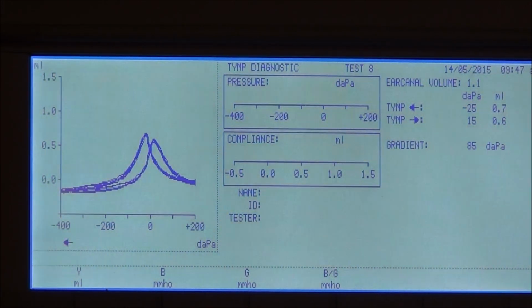You can measure Y, which is total admittance, or you can measure total susceptance by recording B, or total conductance by recording G only. Or you can plot both of them against each other, that is B and G. So instead of doing it independently, we do it together. Which ones? B and G.